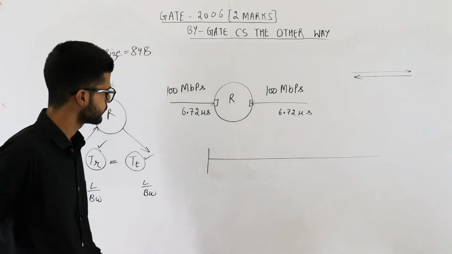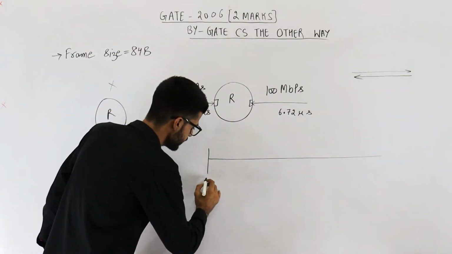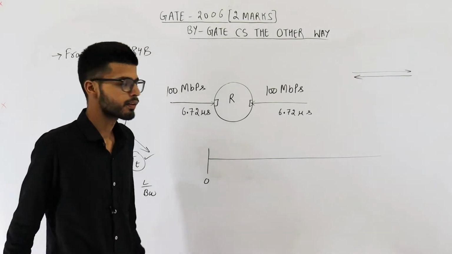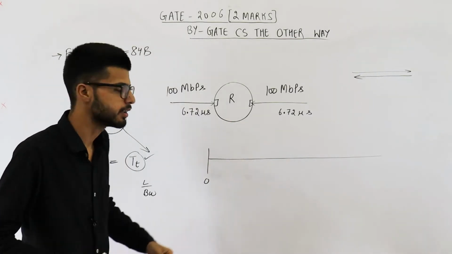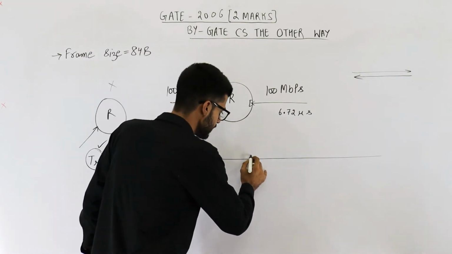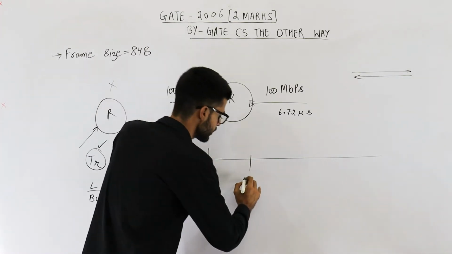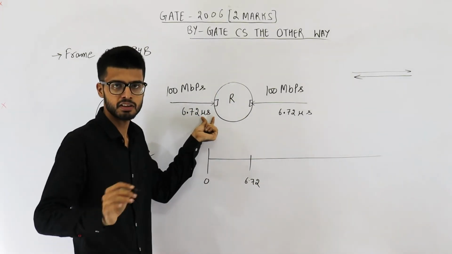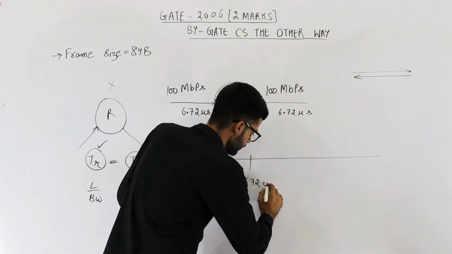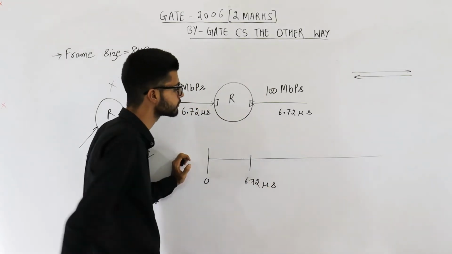See, at time t equal to 0, suppose from both of these interfaces you are getting incoming packets. How much time will it take? 6.72 seconds. I'm using seconds here, but it is actually microseconds. 6.72 microseconds.